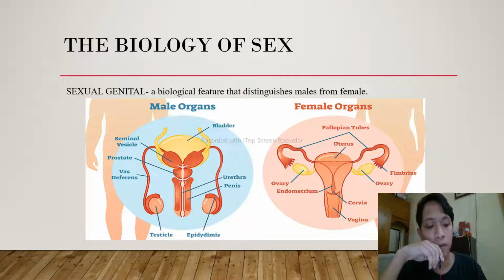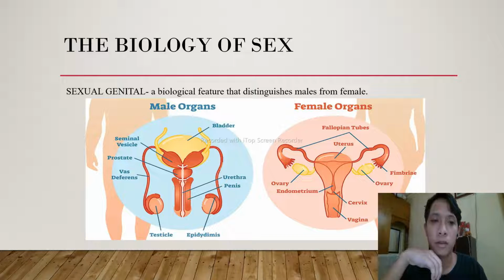In the biological features, while the female parts comprise the vagina, cervix, uterus, ovaries. So that is the biological features of both male and female. So that is the difference between the two.